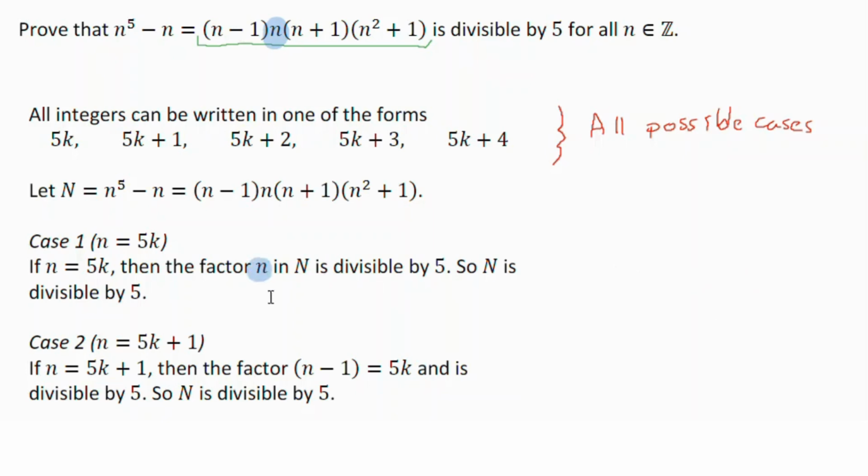In the next one, in case 2, where it's 5k plus 1, we're going to show that n minus 1 is a multiple of 5. Because n minus 1 when n is 5k plus 1 is 5k plus 1 minus 1, which is equal to 5k. So in this case, this term here is divisible by 5. If that term there is divisible by 5, the whole thing is divisible by 5.